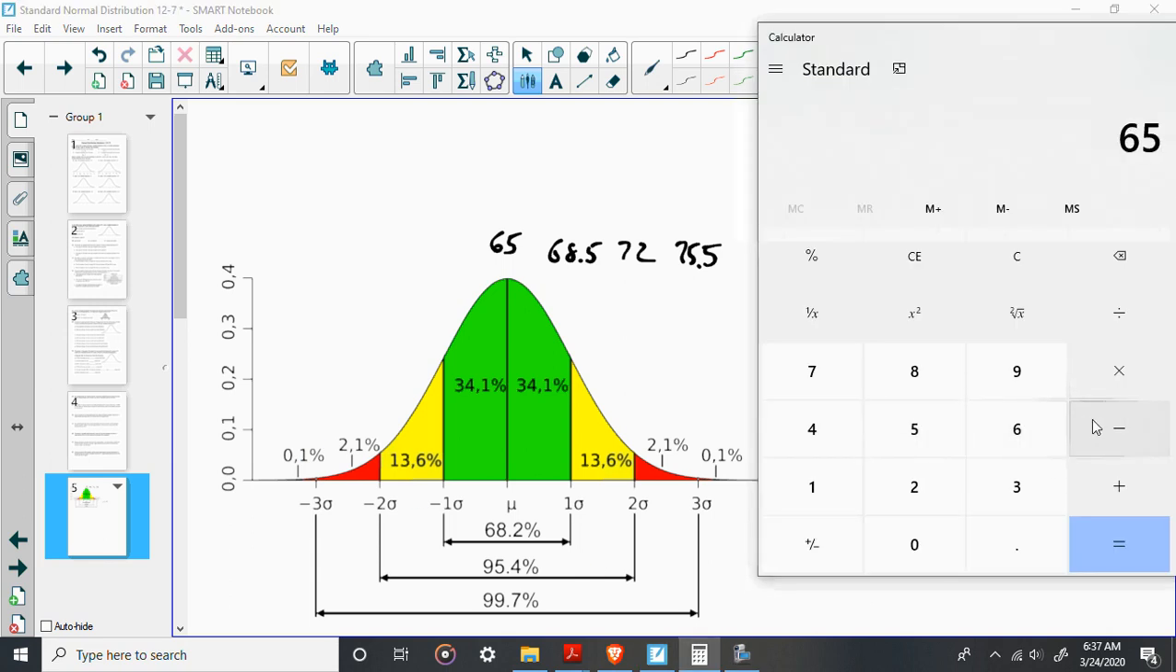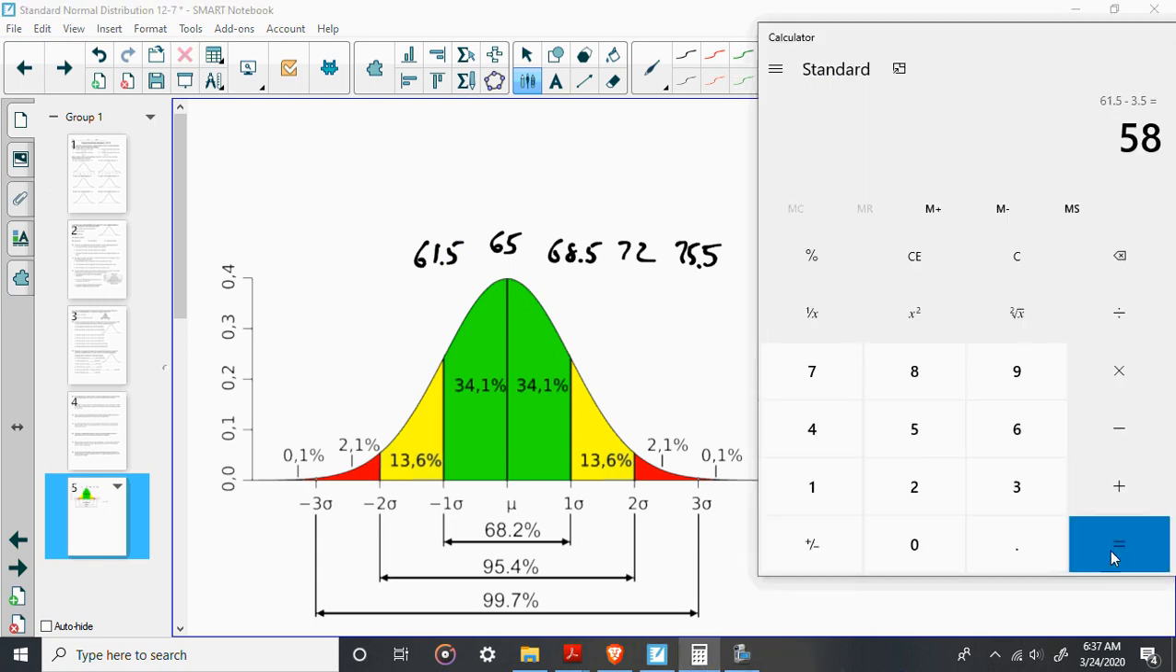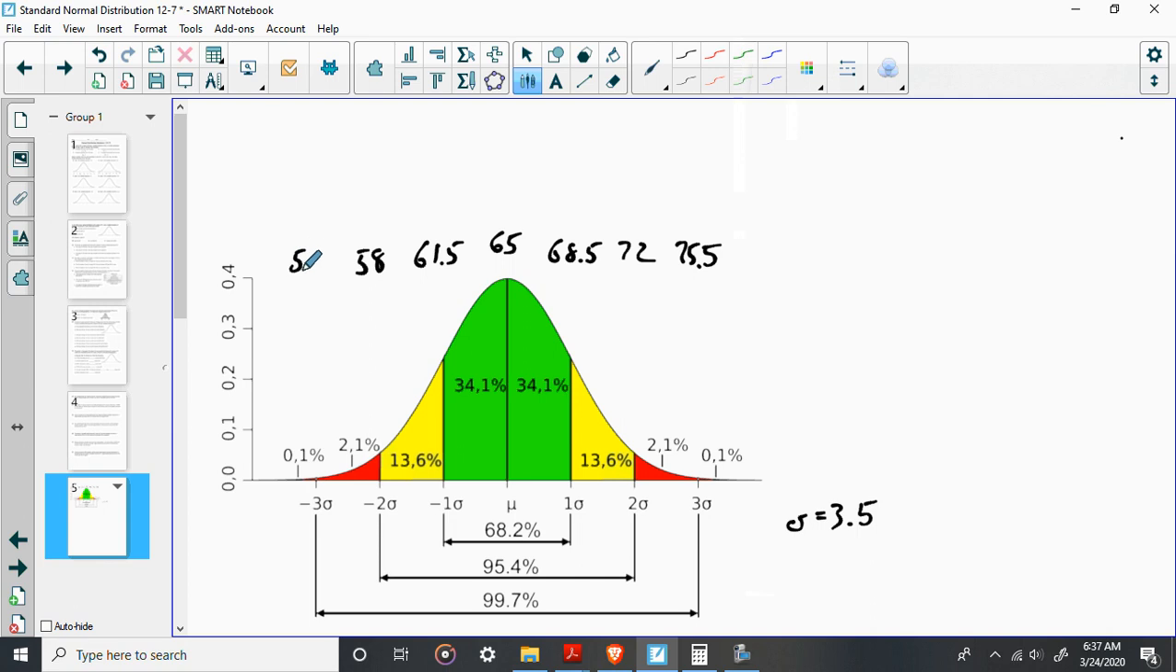So if we go ahead and do the same thing, we're going to subtract from 65. Again, going down, we have 61.5. Right, and if we do it again, 58, and 54.5. So here's the thing, there are people who are shorter than this, and there are people who are taller than this. We typically only go out three standard deviations because the percentage of people that are outside these is very, very small. They are the exceptionally tall, the exceptionally short people like we talked about yesterday.